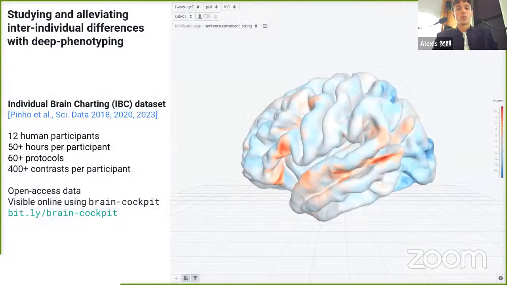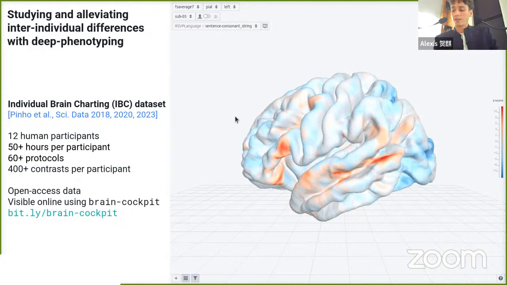So in order to tackle this problem, people have been trying to collect more and more data in a limited number of participants. That is the endeavor of the Individual Brain Targeting Project, for instance, which has scanned 12 human participants for more than 50 hours each, resulting in a collection of more than 400 contrast maps per participant.